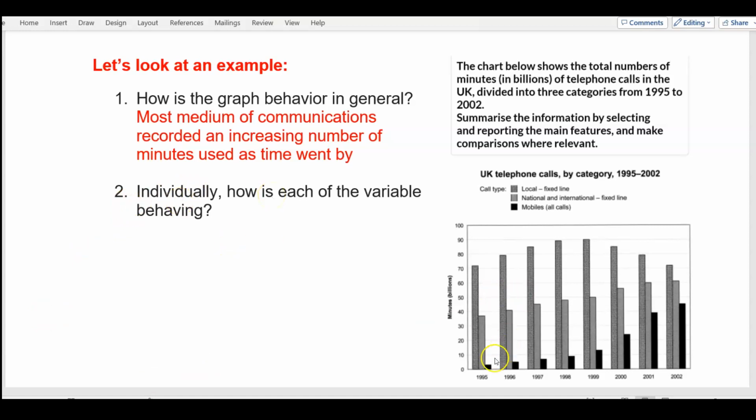If we take the last one, which is the mobile, you can see that it remained relatively steady. It was actually going up a little bit, so relatively it was steady for the mobile, but it soared up later.